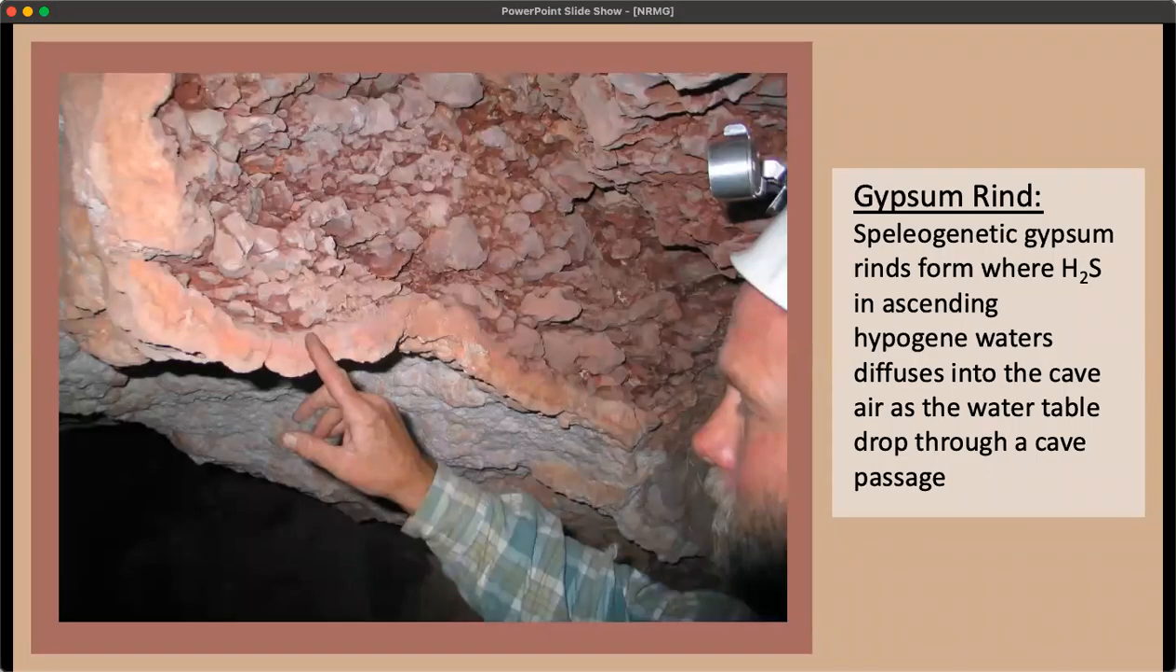Okay, moving on to gypsum rinds. These form where hydrogen sulfide diffuses into the cave air as the water table drops. The buildup of the sulfate from the acid plus the calcium from the carbonate rock is great enough to force gypsum to reprecipitate on the bedrock surface. This is considered diagnostic of hypogene caves, and specifically sulfuric acid hypogene caves. This is distinct from evaporative gypsum, so it's kind of like a rind that coats the walls.